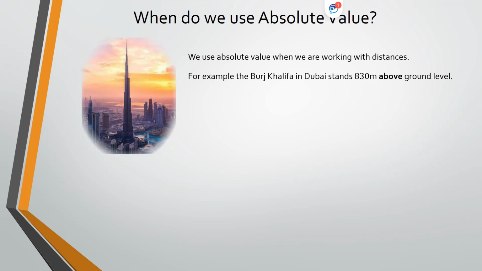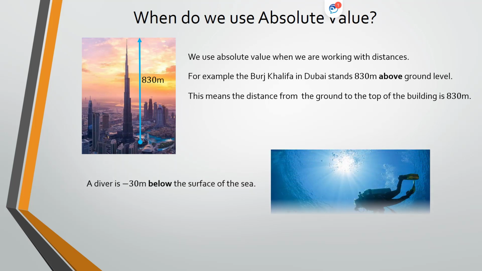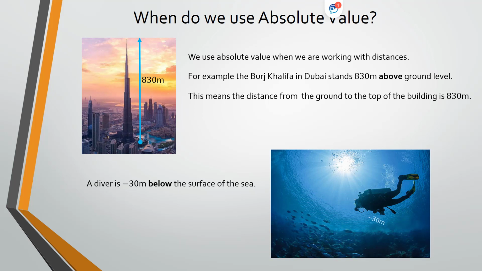For example, the Burj Khalifa in Dubai stands 830 meters above ground level. That means the distance from the ground to the top of the building is 830 meters. Now let's say a diver is minus 30 meters below the surface of the sea. In order for the diver to reach the surface, he must swim a distance of 30 meters.